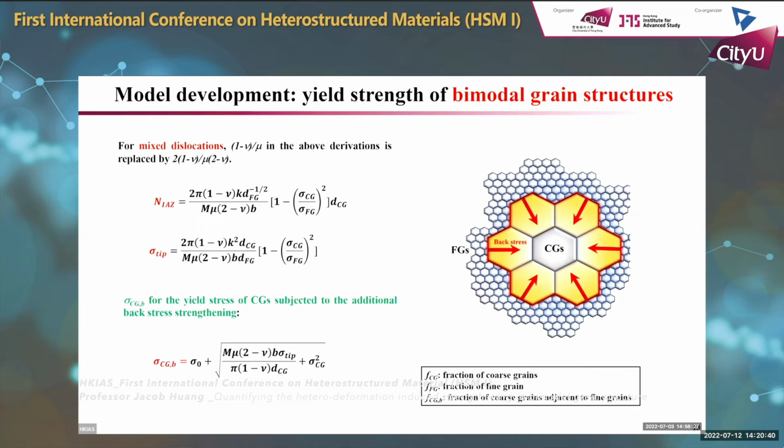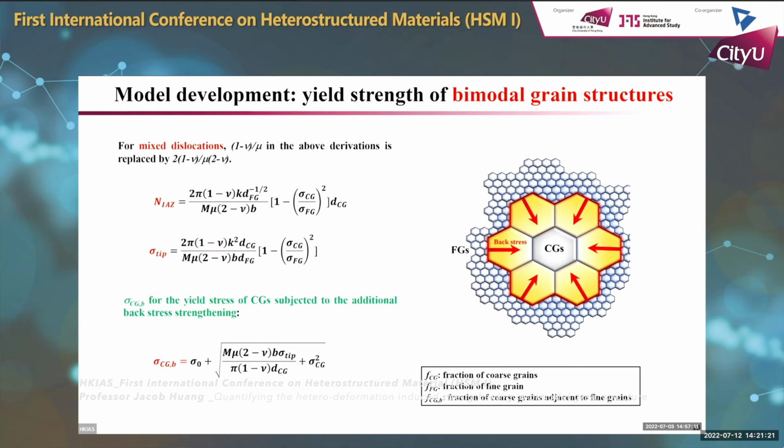So if we consider a more general case for the mixed distribution, not only the one shown in the plot, for that kind of condition, the final expression for the number of dislocations within the IAZ and the tip stress can be given by these two equations. And similar to the Hall-Petch relationship, the yield stress of the coarse grain subjected to the additional back stress strengthening is derived here by this equation.